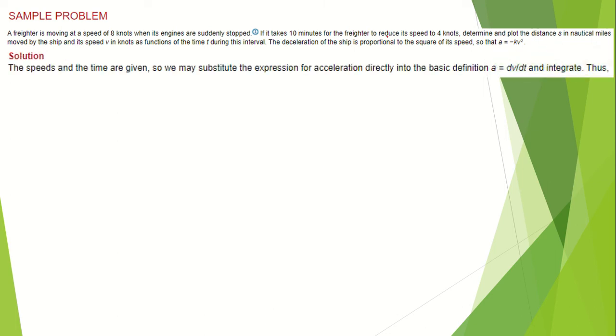Alright, so here's the solution. The speeds and the time are given in this problem. We have 10 minutes, and we have 8 knots initially, reduced to the speed of 4 knots. So the speeds and the time are given, so we may substitute the expression for acceleration directly into the basic definition of acceleration, equal to the derivative of the velocity with respect to time, or a equal to dv over dt, and then integrate.